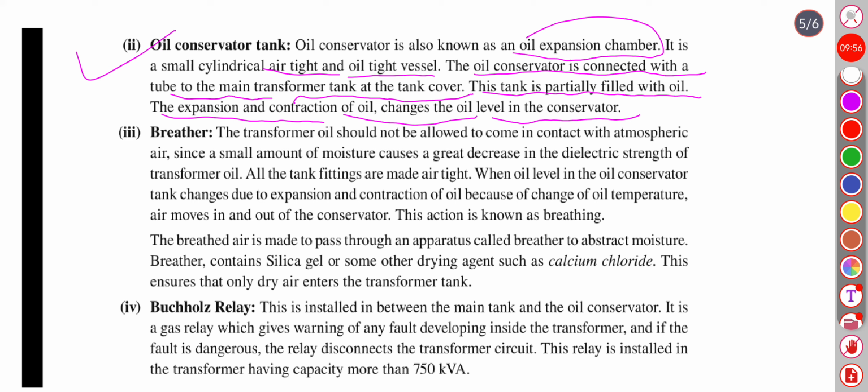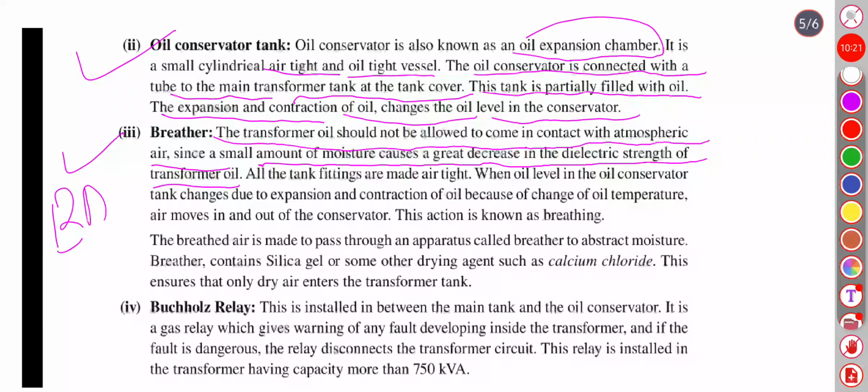Second part is the breather. The transformer oil should not be allowed to come in contact with the atmospheric air since a small amount of moisture causes a great decrease in the dielectric strength of transformer oil. That is called BDV, breakdown dielectric voltage of the transformer oil, which should be normally more than 40 kV.